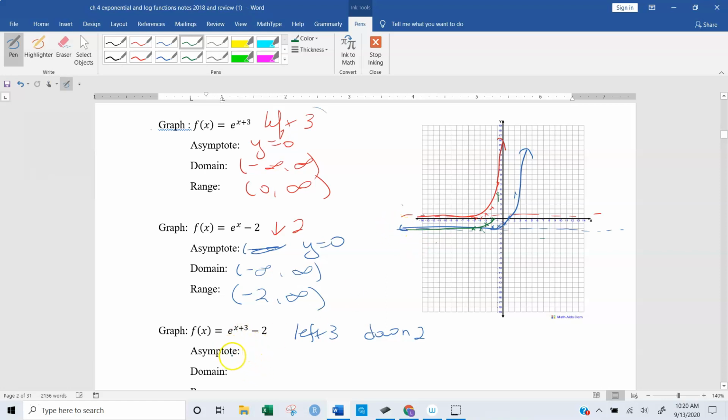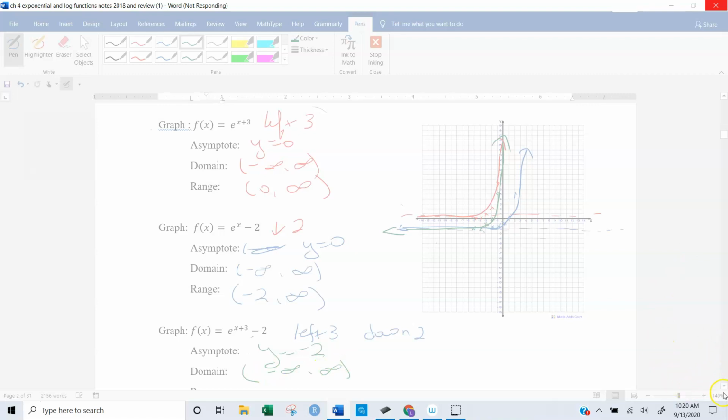Your asymptote is still y equals -2. Your domain is still -infinity to infinity. And your range starts at -2.